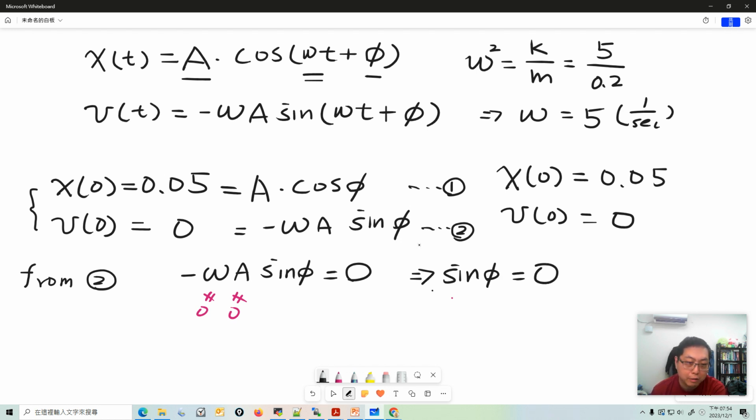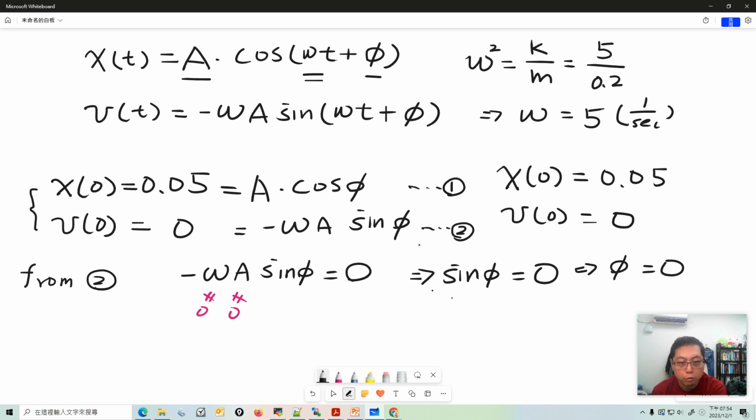What's the simplest solution for phi? Phi could be lots of values. For example, sine 2 pi is also 0, right? 4 pi is also 0, right? But we don't need that complicated a solution. Just pick the simplest one. So let's say phi is equal to 0.